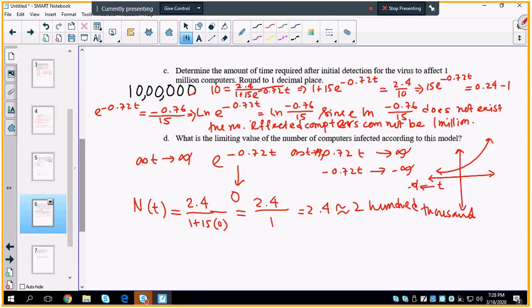So basically what it is talking about, when the number of infected computers reach 200,000, at that point this virus will be detected and eliminated, and that's what the limiting condition means for our problem. Okay, so we'll carry on and we will try to work out our next set of problems.